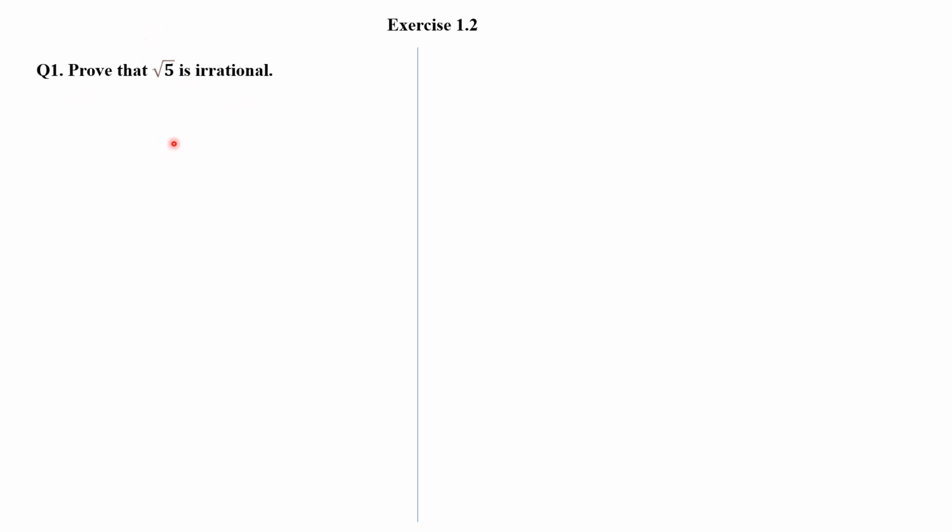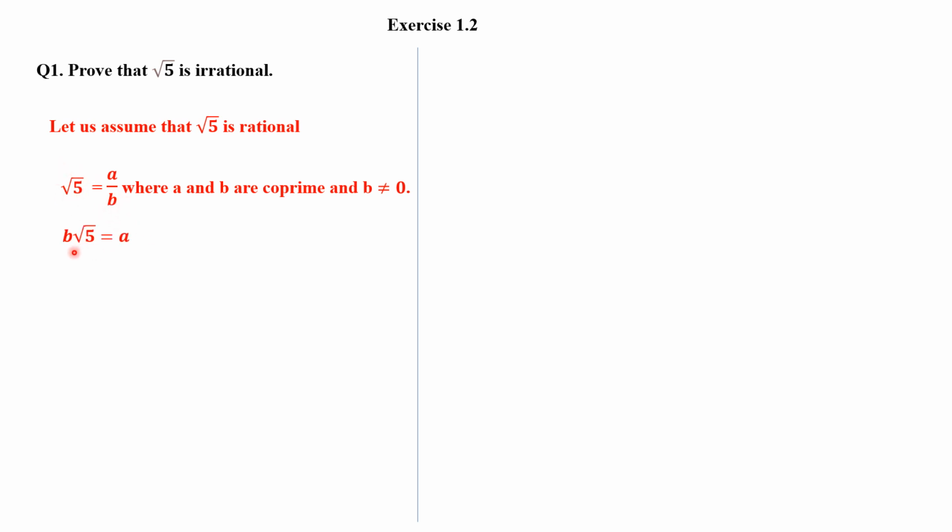So first of all, I'll assume that root 5 is a rational number, like how we were solving the previous question. And if it is a rational number, I can write it in the form of p by q. So here I've written a by b, where a and b are co-prime numbers and this b should not be equal to 0. Clear? Now cross multiply. So if I cross multiply, b will get multiplied with root 5 and we will get b root 5 equal to a. Next, squaring on both the sides.